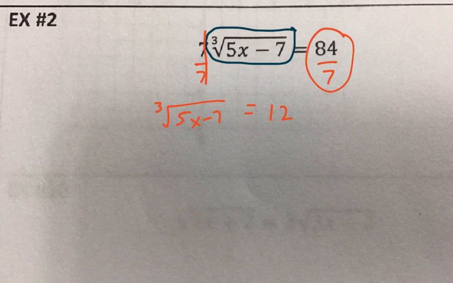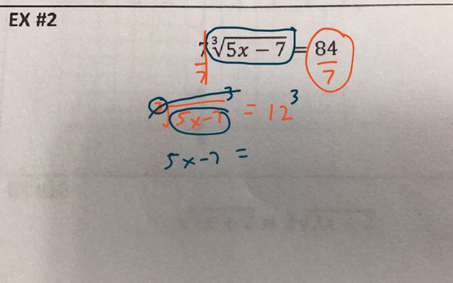So now what? Well, this is a cube root. So the inverse for a cube root is a 3 power, or as we say, cube. So I'm going to cube both sides. I'm going to do a 3 power on both sides. The 3 power cancels out the cube root. I'm just left with 5x minus 7 equal.